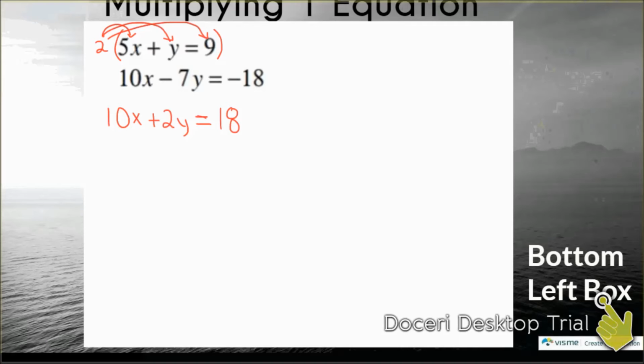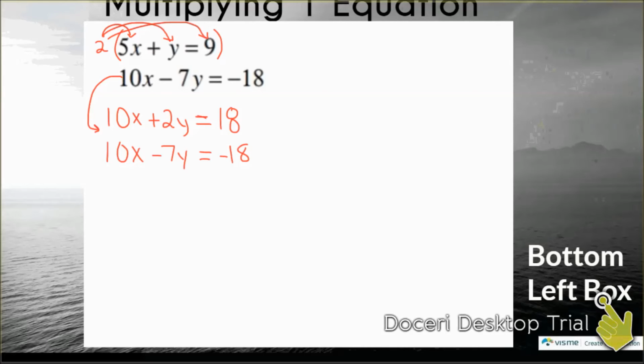Okay? Now, order for systems of equations, especially with elimination, is very important. So we can't just work it like this. The next step we have to do is take this equation and write it down below, our second equation. So we're just lining things up. So we have 10x now minus 7y, and that's going to equal negative 18.